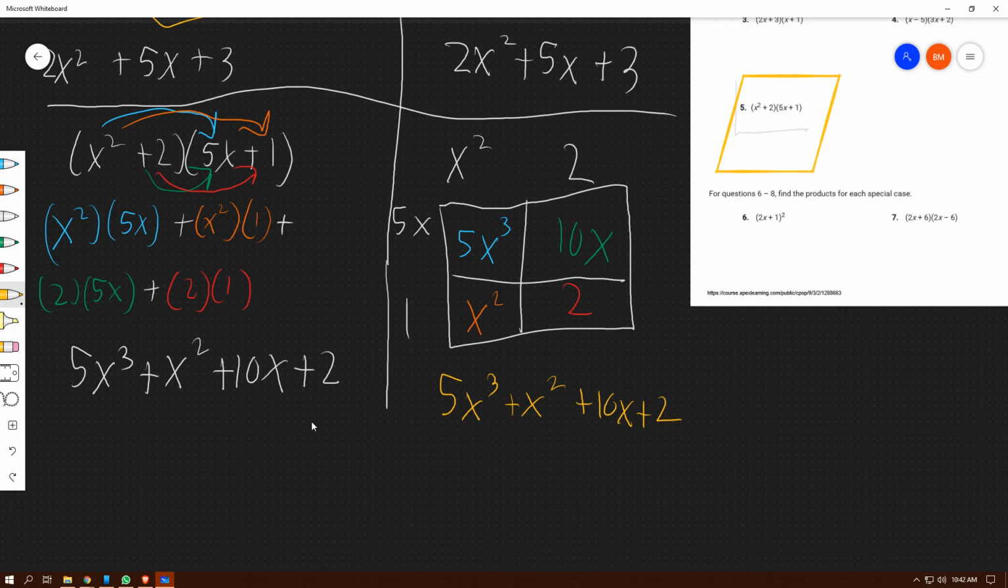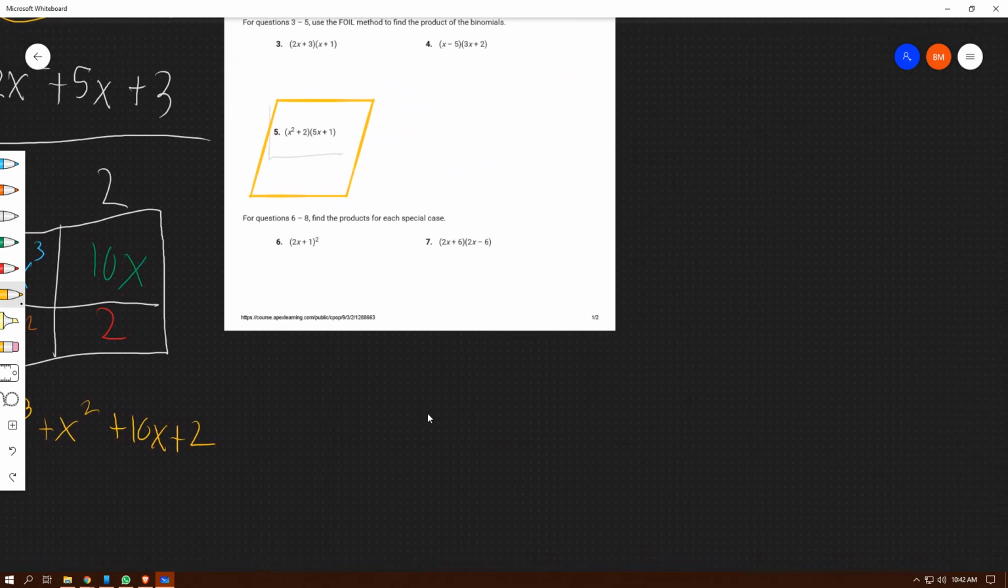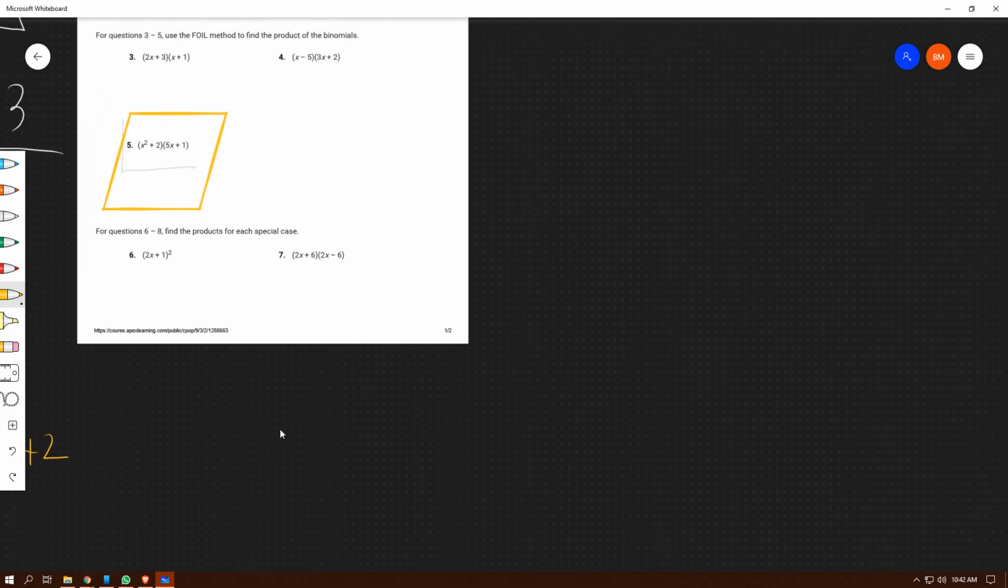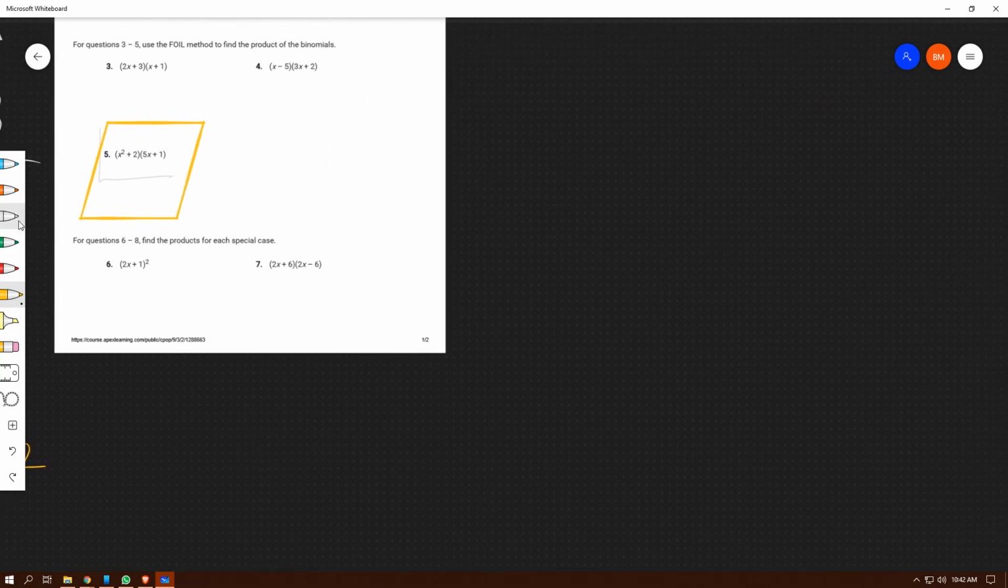All right, let's go ahead and I'll do 2 more. Let's do 6 first. Now 6, the first thing I'm going to do with 6 is this is 2x plus 1 squared. That just means we have this. Don't let that exponent confuse you. That just means you have 2 of them. So there's what you're multiplying. So we have 2x plus 1, 2x plus 1. Let's do our FOIL first.